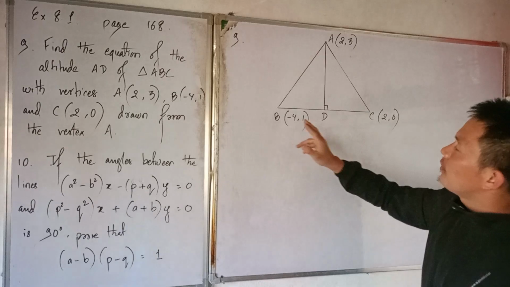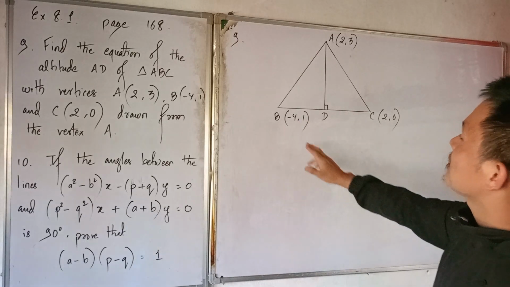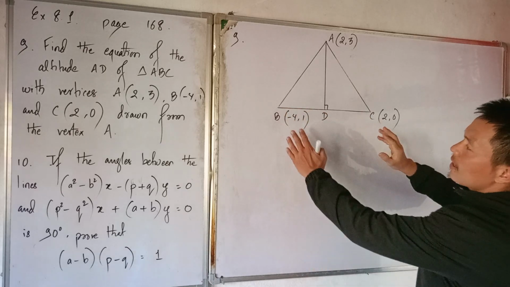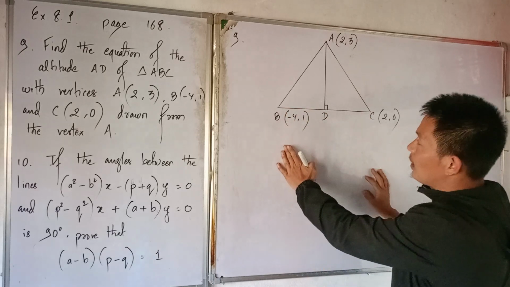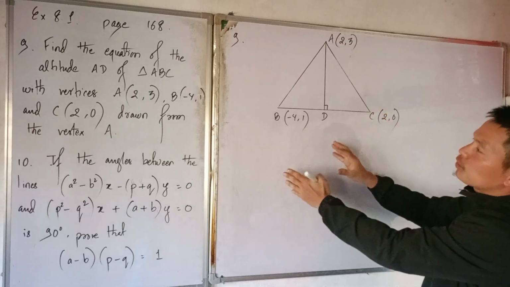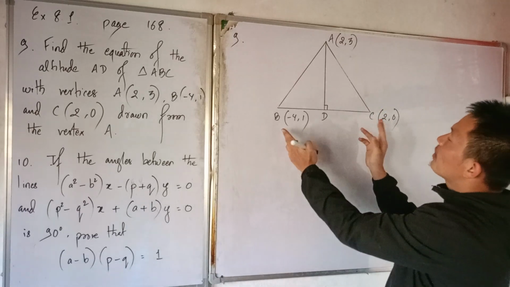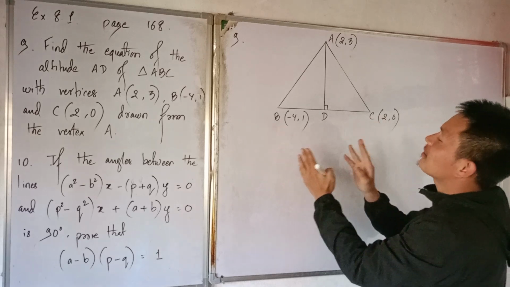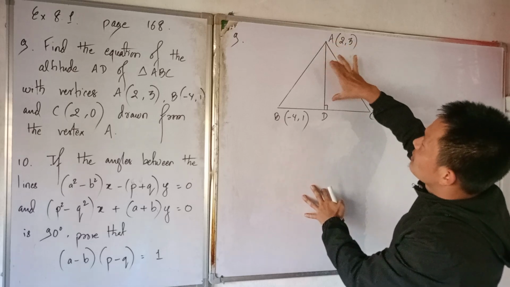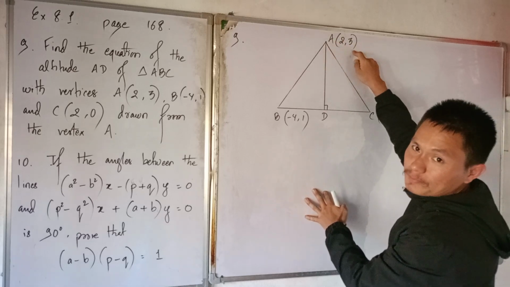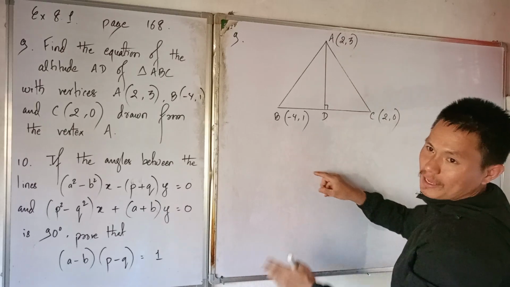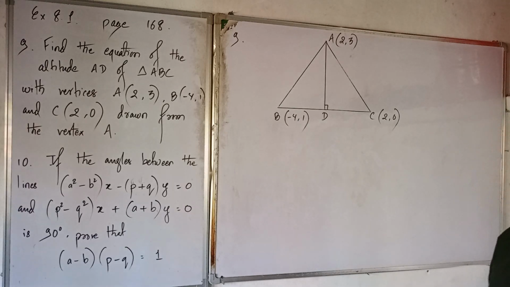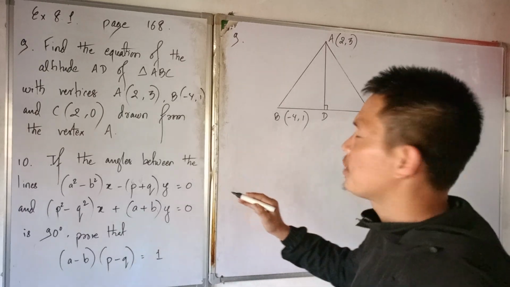So first, we get the equation of BC. Then after getting the equation of BC, the equation of the line perpendicular to BC is given with a constant k, and since the line passes through the point (2, 3), you will get the value of k from there. Replace the value of k and you will get the required equation of line AD. So first find the equation of line BC.